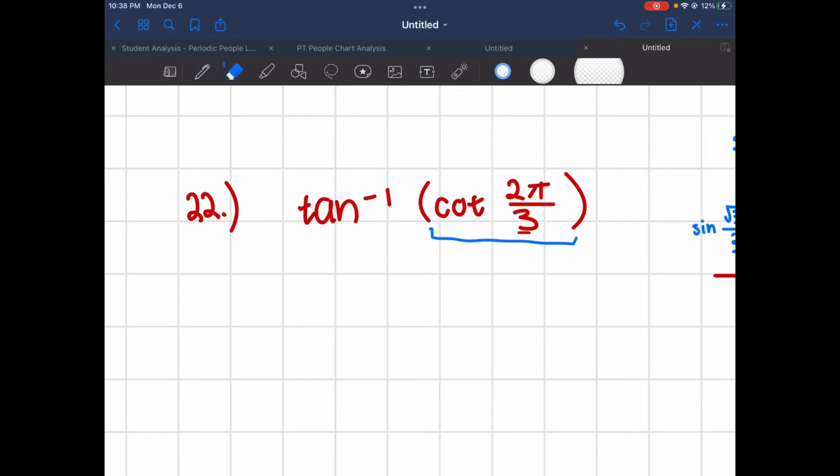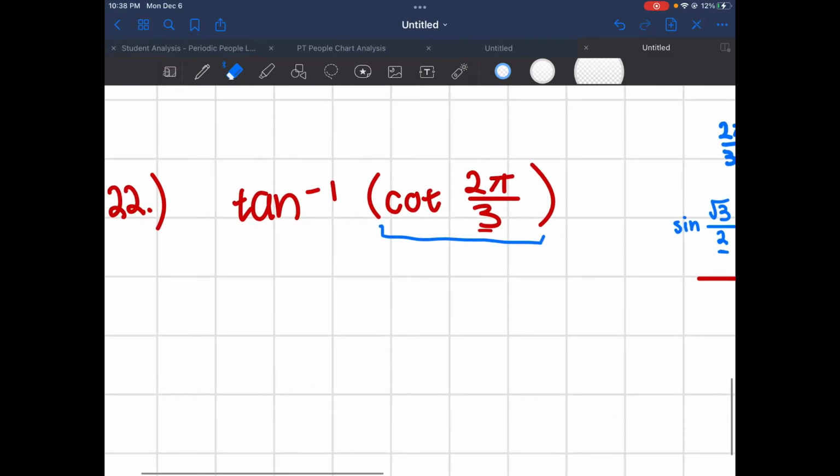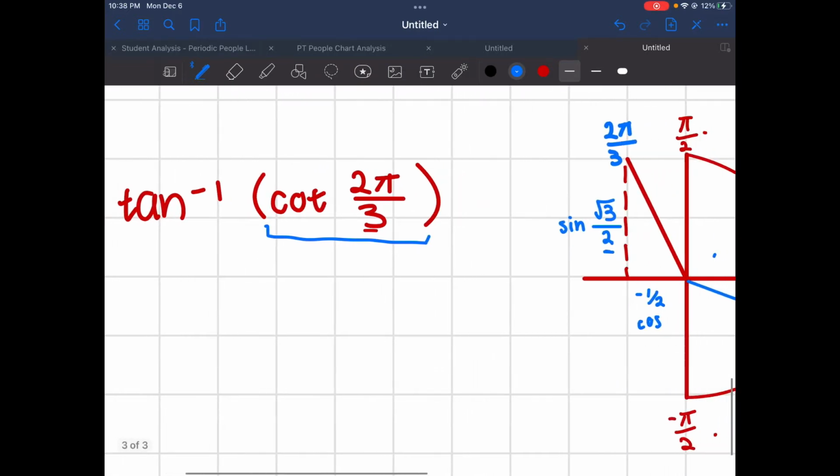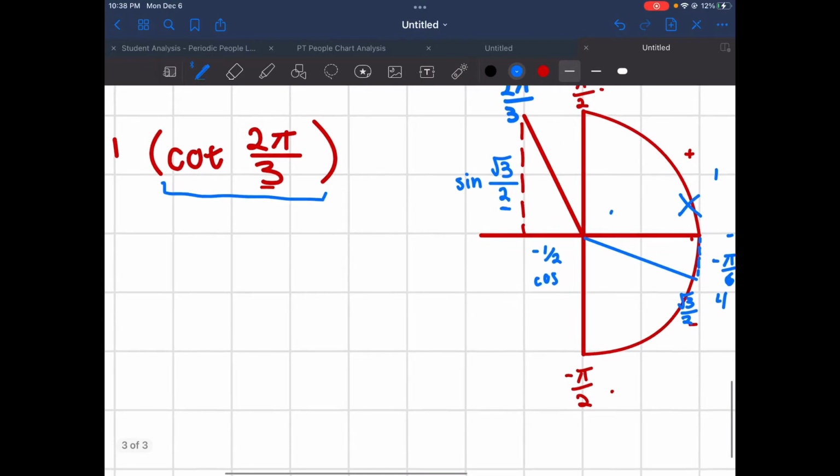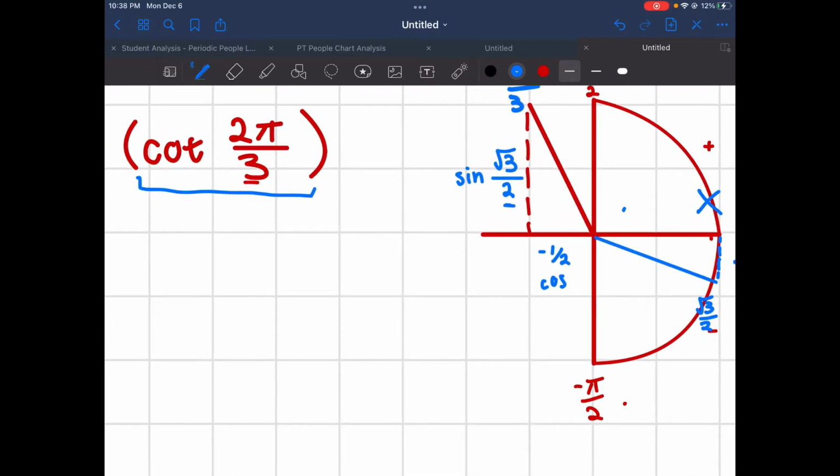The problem we're going to be doing is number 22, which is arctan cotan 2 pi over 3. So the first thing we want to do is solve this inside step and find out what the value of this cotan is going to be. I drew up this cotan 2 pi over 3, and we can see what the values are right here. The sine value is root 3 over 2, and the cosine value is negative 1/2.